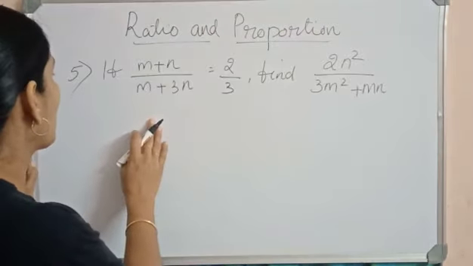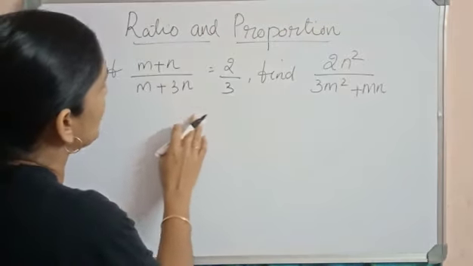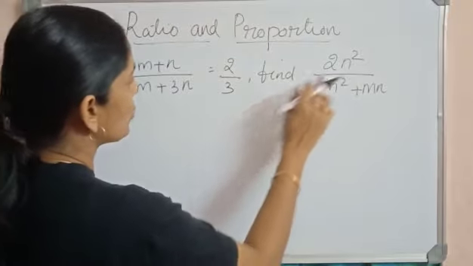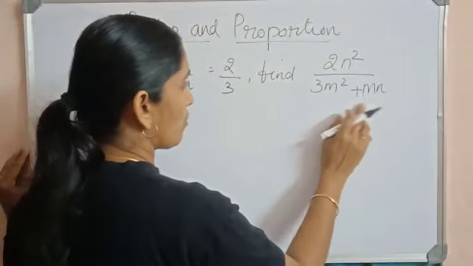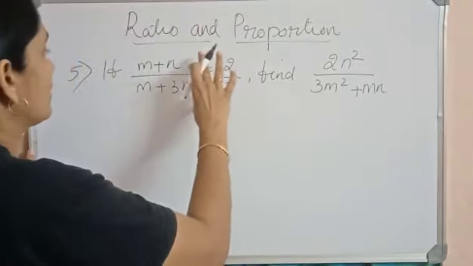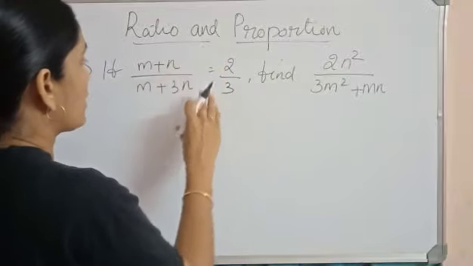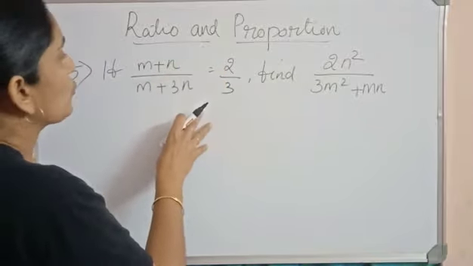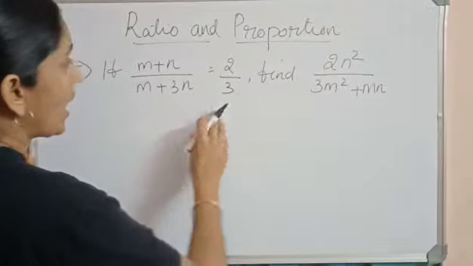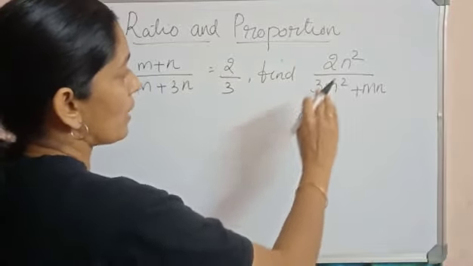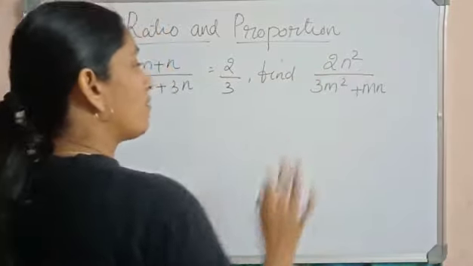Look at the next question. If (m plus n) by (m plus 3n) is equal to 2 by 3, find (2n square) by (3m square plus mn). Here, the ratio is given in the fraction form. First, we need to find the value of m is to n, and then we can substitute those values in the given expression to find the value.